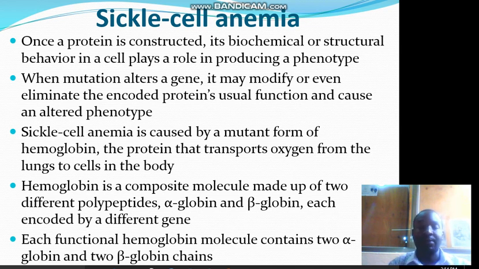Now, sickle cell anemia, how does it result? It results from a mutant form of hemoglobin, the protein involved in transportation of oxygen from the lungs into the cells in our body. Hemoglobin is made up of two different polypeptides, namely alpha globin and beta globin, each encoded by a different gene. Each functional hemoglobin molecule will usually contain two alpha globin and two beta globin molecules.